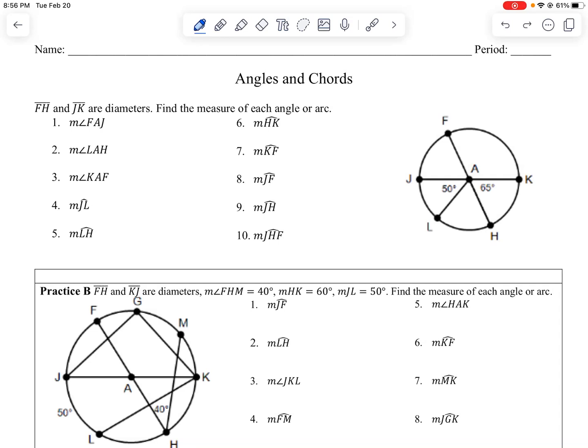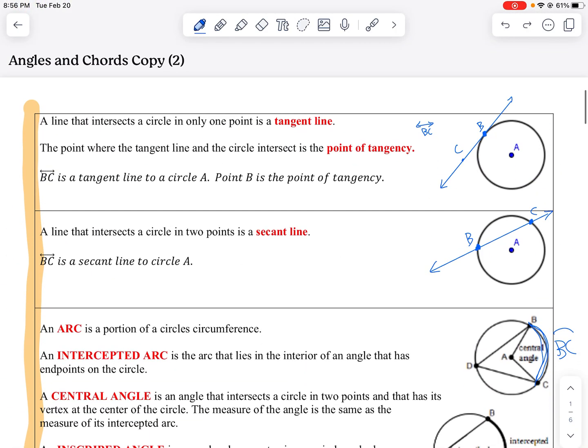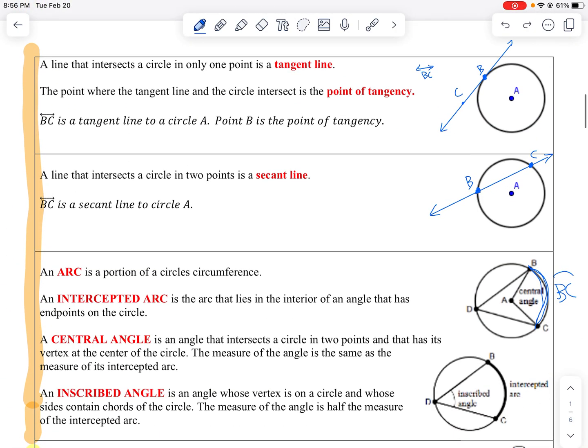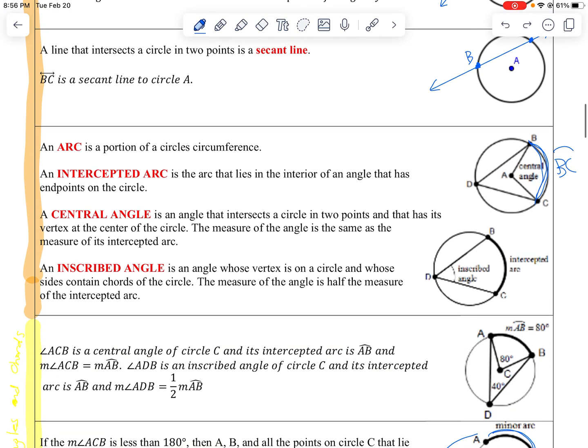Hello, ladies and gentlemen. Time for a little lesson on how to do the angles and chords assignment. To help us out, we're going to go back to the notes. So remember, we were working on some notes last time, just naming things like what's a tangent line, what's a secant line, what's a central angle, what's an inscribed angle.